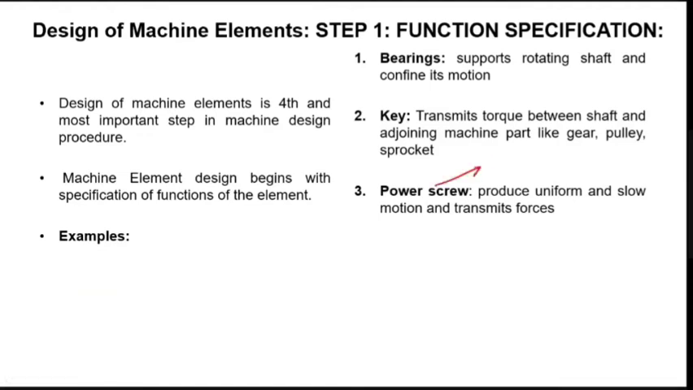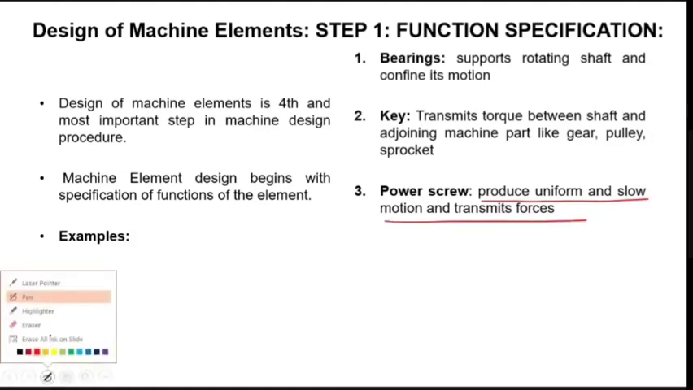Now power screw. The best example of the power screw is a screw jack. What is a screw jack? Everybody drives a four-wheeler. So let us say your tire gets punctured. What will you do? Are you able to lift the whole vehicle? No. You have to lift that specific wheel with the help of a power screw. So power screw is a very, very important design we'll also study. It produces uniform and slow motion and transmits the forces.